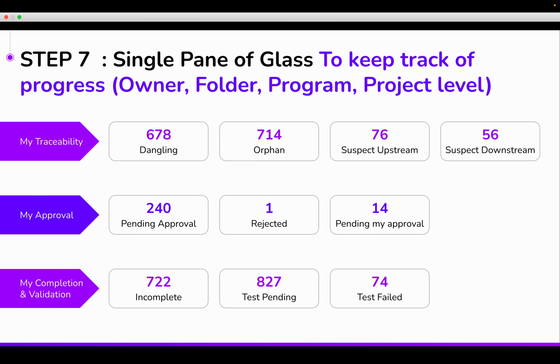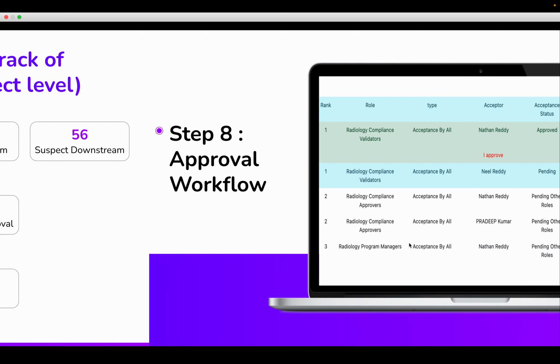Like I said, you get a dashboard. It starts telling you how many of your compliance programs requirements are dangling. That means there's no downstream activity. How many are pending approval? How many have passed pending? How many have failed pending? Right? You start getting those metrics from the system.